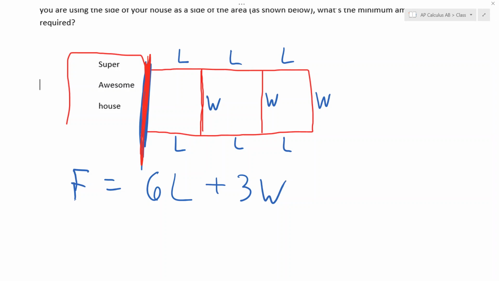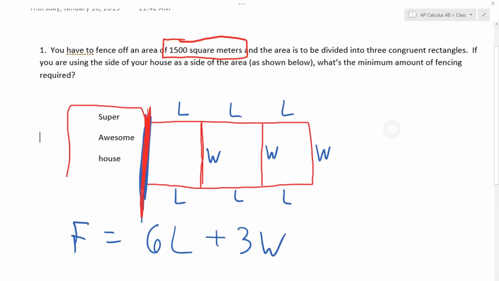Okay? Now we're going to derive that equation. That's the whole point of this equation. We have to derive the thing we're trying to optimize, which means maximize or minimize. Okay? But we can't derive it the way it is. There's too many variables in it. We're going to get rid of one using our restriction. Our restriction is the area.